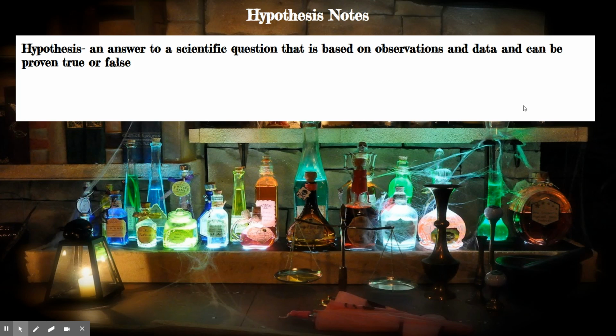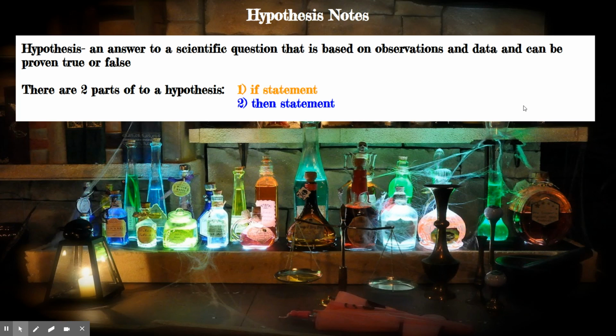Before we even come up with a hypothesis, we have to come up with questions based on the observations of something. So there are two parts to a hypothesis. The first part is the if statement. The second part is the then statement. So if we put a plant in front of a window, then it will grow. That's a good hypothesis that can be tested true or false.